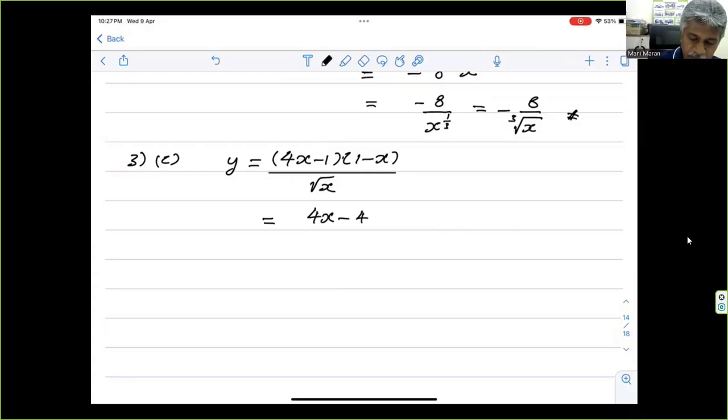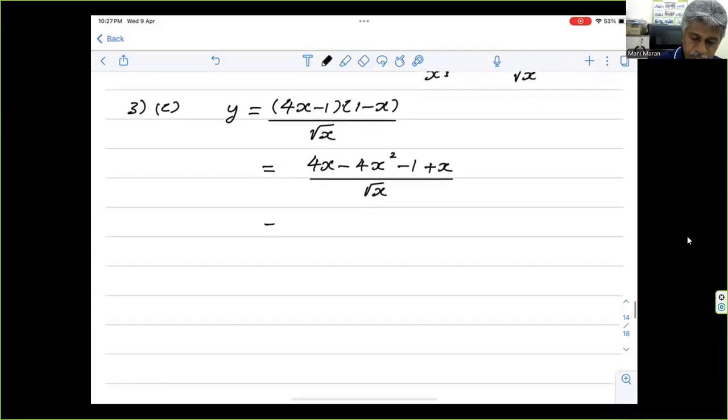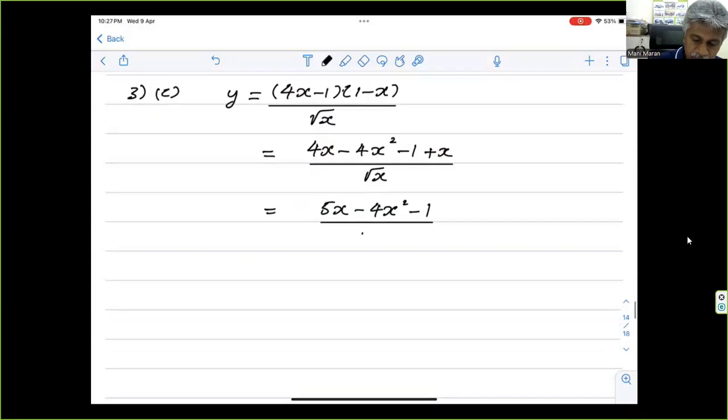4x multiplied by negative x, you got minus 4x squared, minus 1 plus x. Okay, divide by square root of x. So expand this. Here you got 4x in front, x at the back. Combine these two, will give you 5x minus 4x squared minus 1, divided by square root of x.